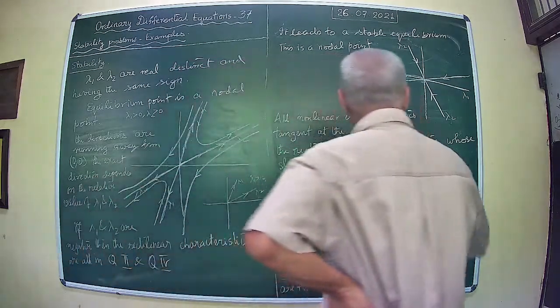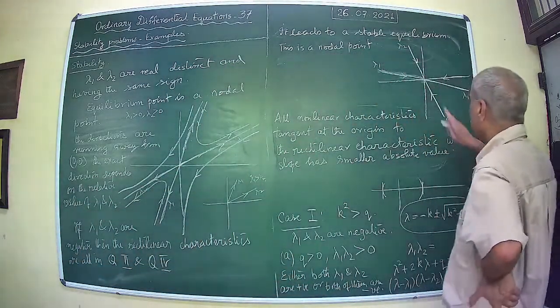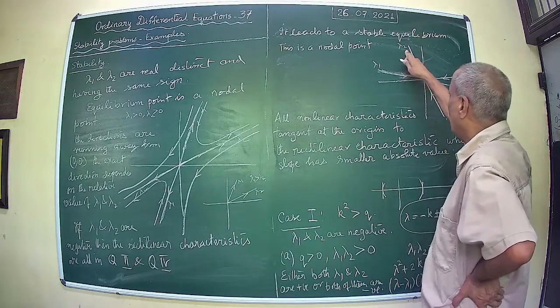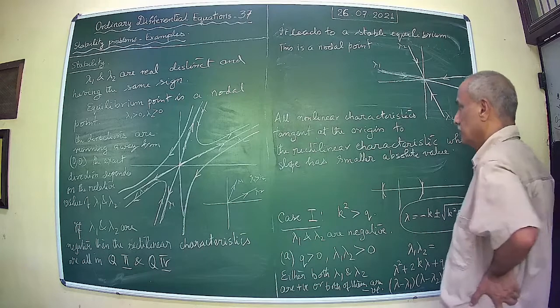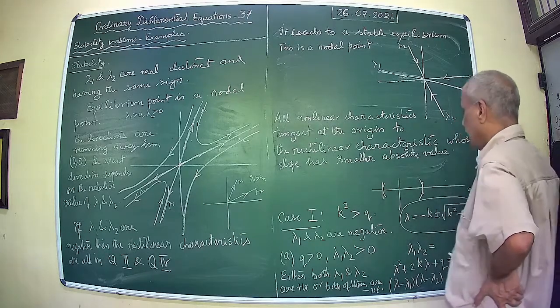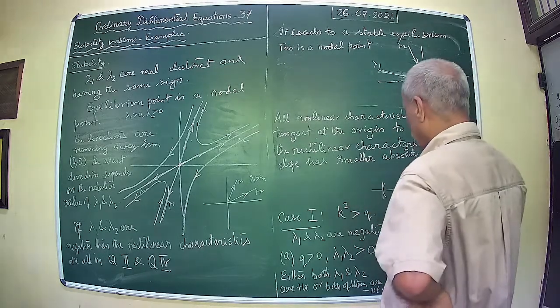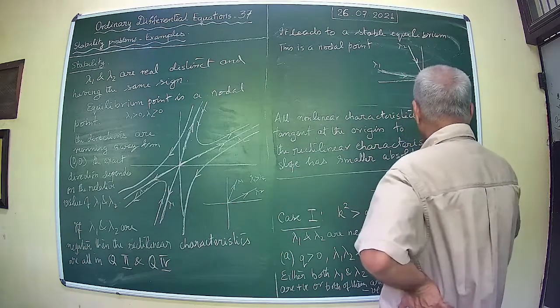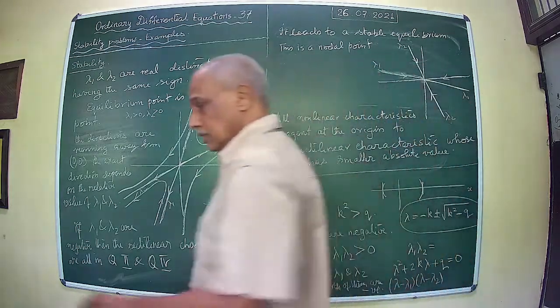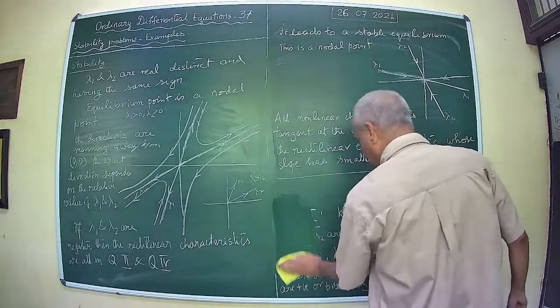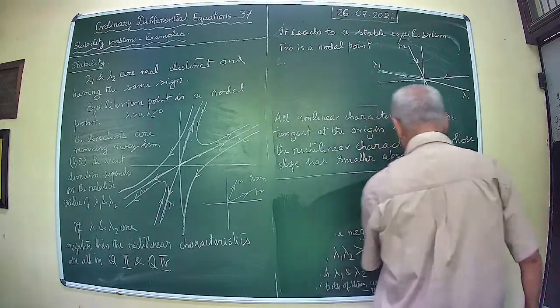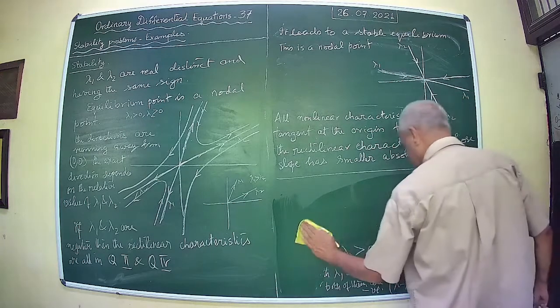And here, of course, what do you have? Mod lambda 2 is greater than mod lambda 1. Okay, so you can use this to find out along which direction the non-rectilinear characteristics will enter the origin.